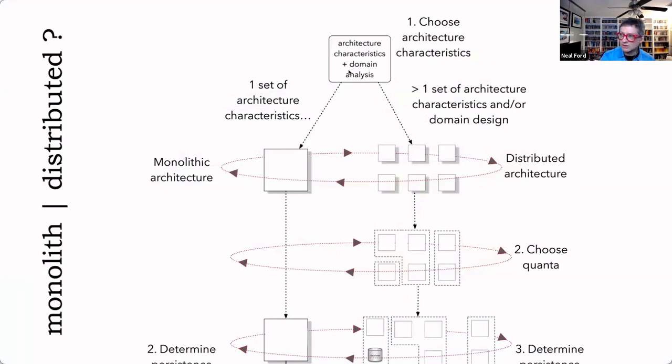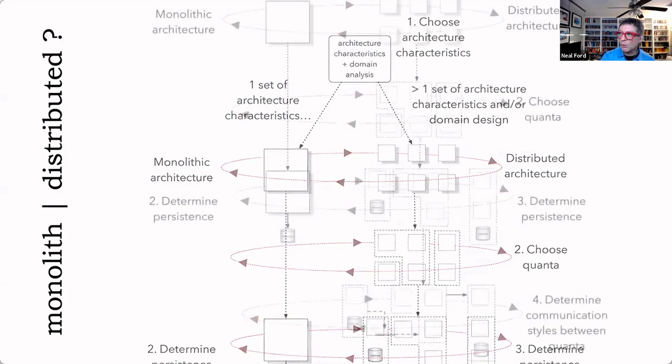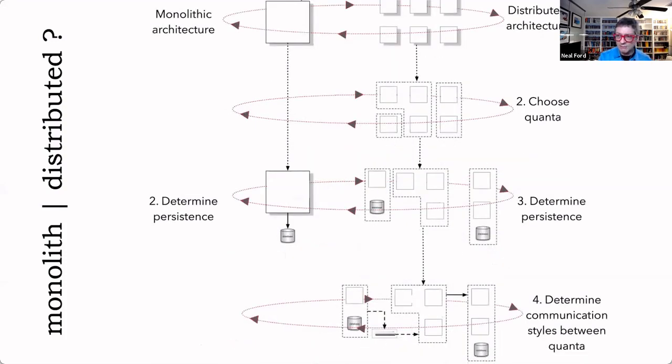Look at architecture characteristics and domain analysis, and that will give you either one set of architecture characteristics. If that's the case, you can safely choose a monolithic architectural style, which is much simpler in many ways. If you have more than one set of architecture characteristics, like we just discovered, then you need a distributed architecture. The next step then is to figure out what the granularity of those services should be. And that's my next subject, is this granularity of services.